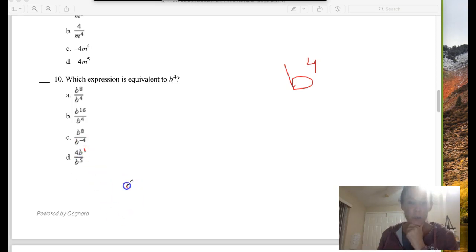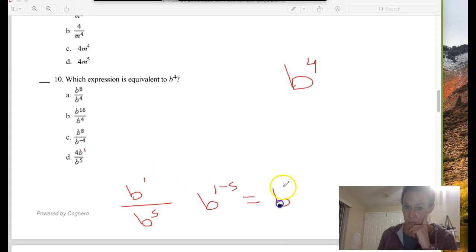So I'm going to use the rule. If I have the same base, let's say b to the 1st over b to the 5th, and I'm doing division, I subtract exponents. So same base, b, subtract exponents, 1 minus 5. So 1 minus 5 equals b to the negative 4th. And then I have this 4 here. That 4 stays on the numerator. So this would be 4, and then I have my same base. I subtracted the exponents, so I still have a 4 here. So this would be 4 times b to the negative 4th.